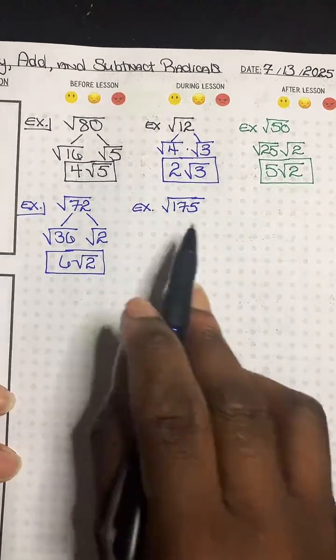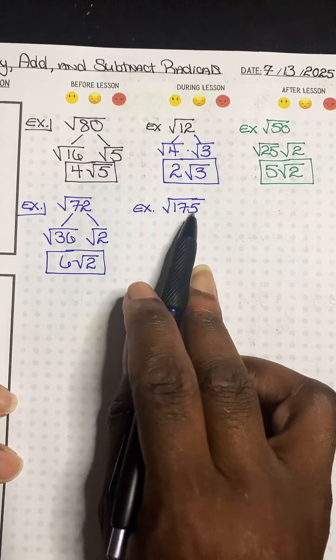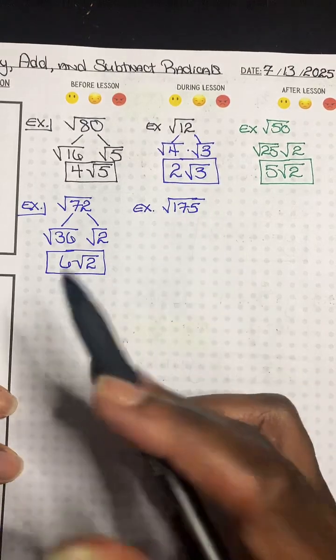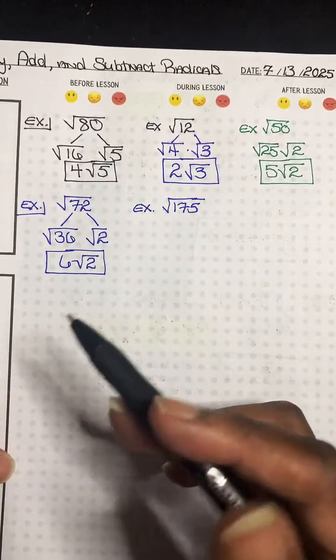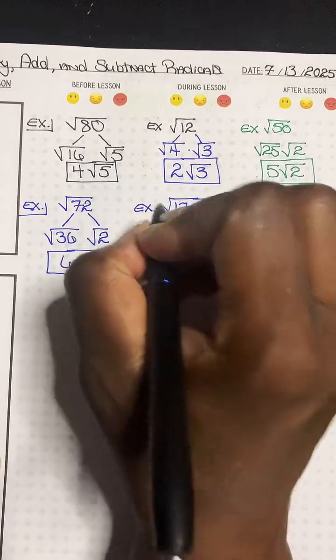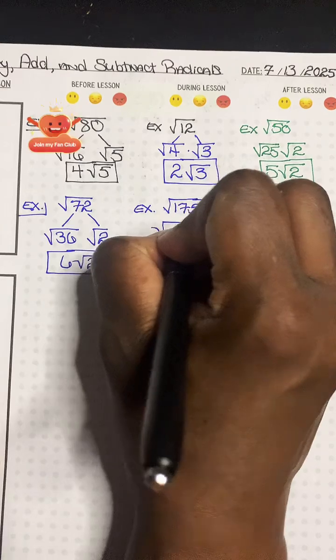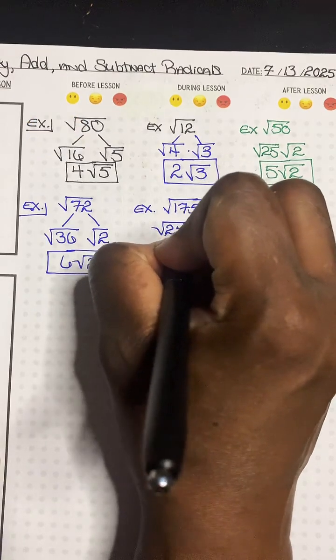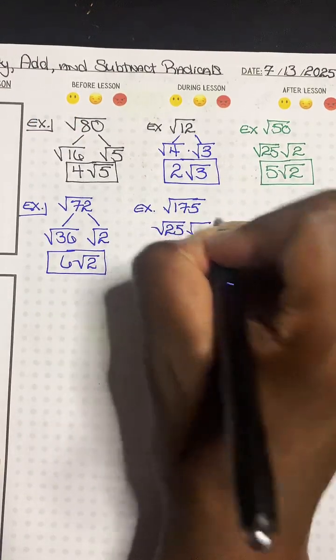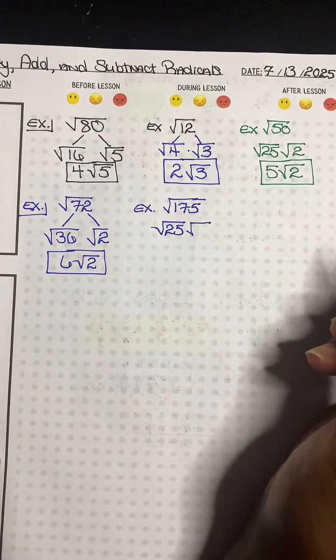Okay, so anything ending in 5s, we have to think about our 5s. We have to think about our 25s, all right? So let's see if we can get anything perfect out of that. One of our perfect squares will be the 25. Then we have to think, what times 25 will give me 175?